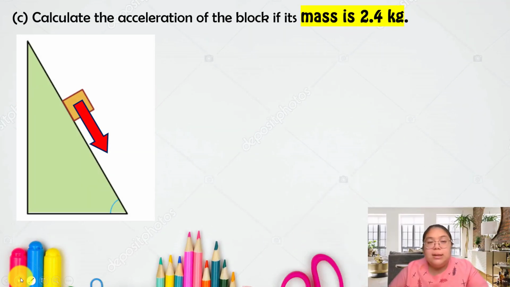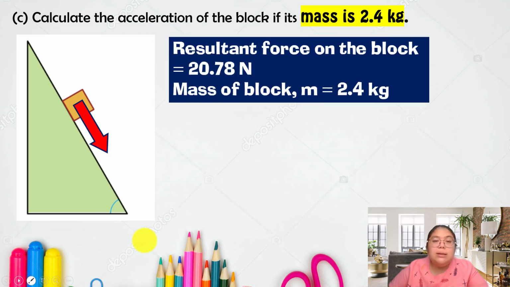Okay, then the question again, they ask about acceleration, how fast the block moves. So this one is the final force pulling the box down. That's how many? It's 20.78 Newton. Just now we found it already. Then the mass of the block is 2.4. So what formula are we using? F equals ma to find the a.